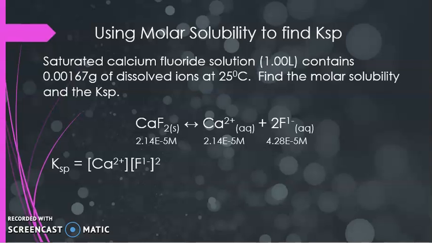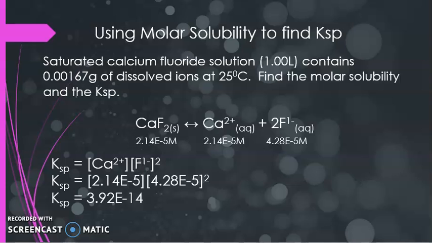I plug in those two values. Simply plug in the values for the two concentrations. So the concentration of the calcium, the concentration of fluorine, and it's just time to do a little plug and chug math. So we chug it back out, and I find the final answer is actually 3.92 times 10 to the negative 14th. Not too shabby.